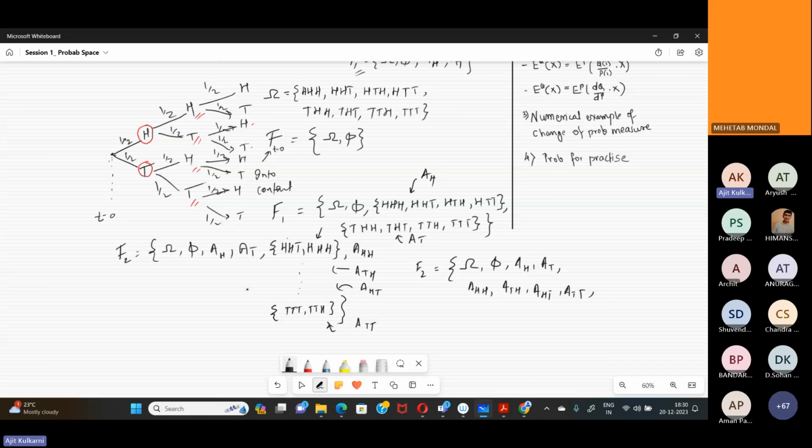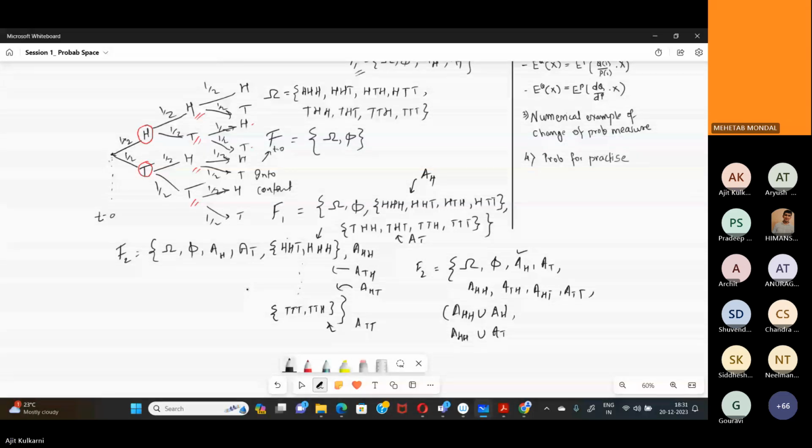Like I said, filtration is supposed to have all the unions and intersections as well. So you can have AHH union with AH. Can someone tell me what this set will contain? AHH union with AH will contain AH. And what will AHH union AT contain? It will contain all of these elements plus these two elements.